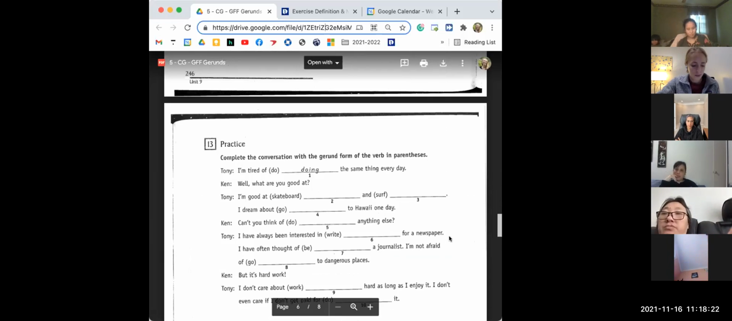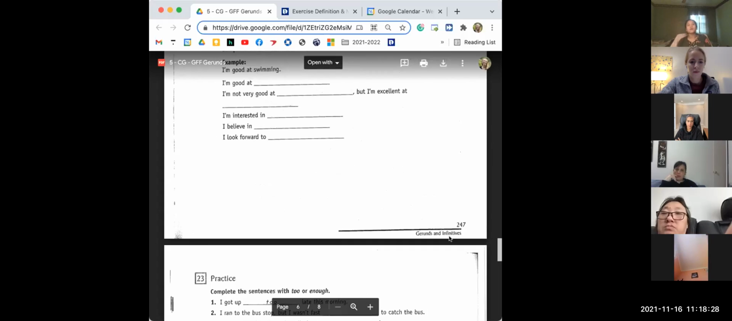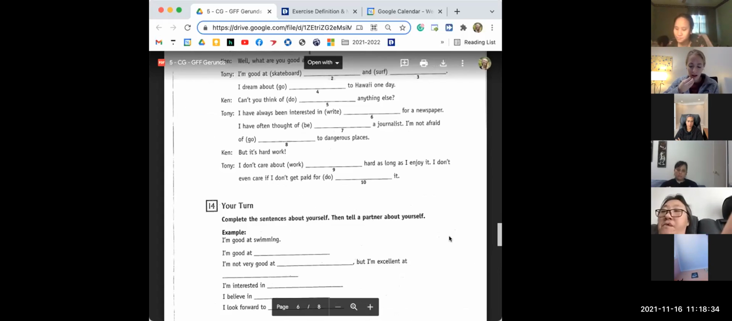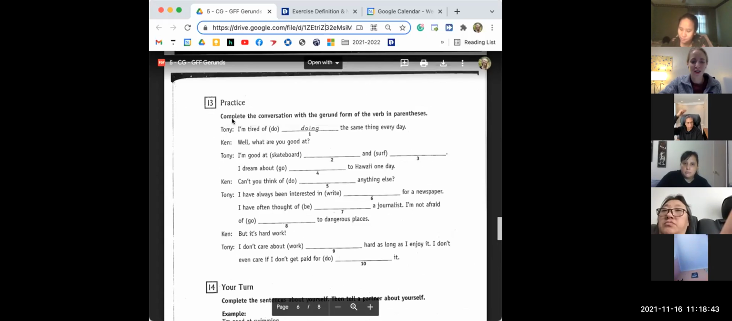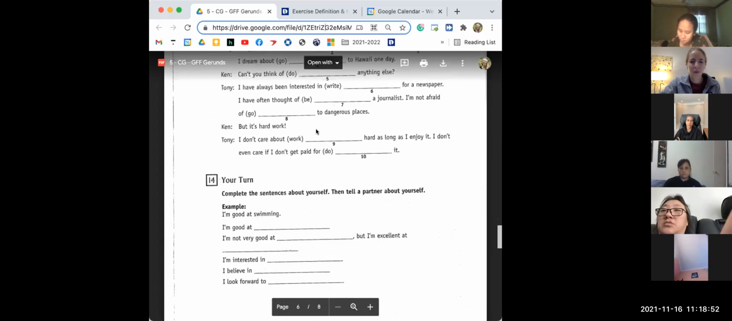On the next page we have exercise 13 and 14. I'm only going to give you a few minutes to work on this. I changed my mind. Let's do exercise 14 together. This is a good way to practice writing and speaking about yourself using gerunds. We'll save 13 for your homework.